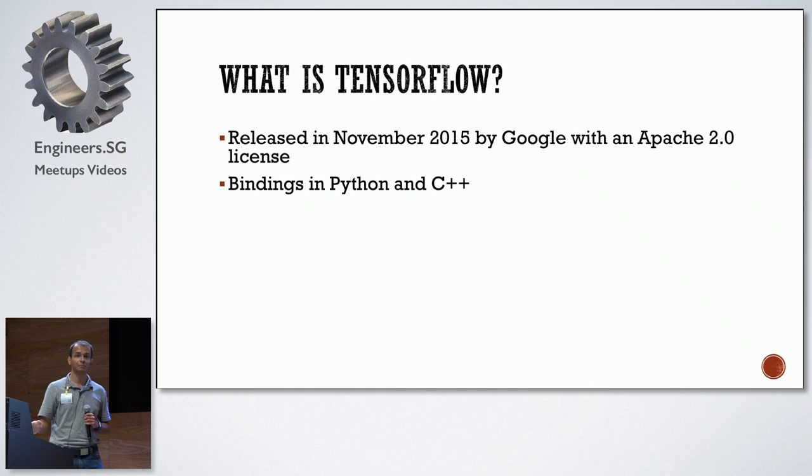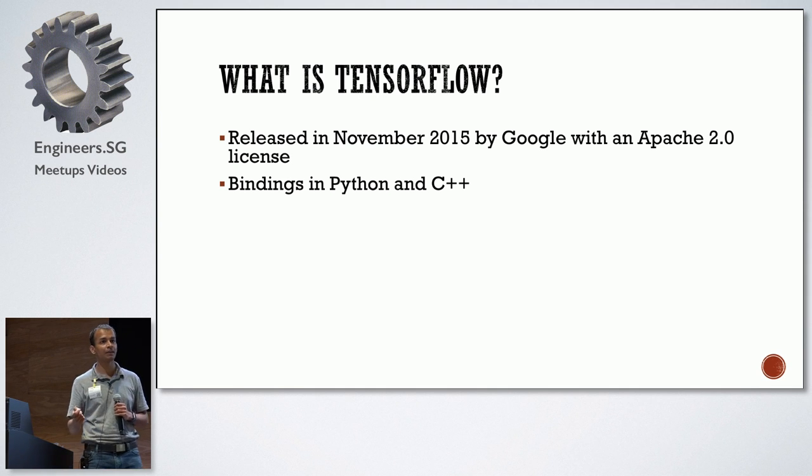Natively, everything is written in C++ with bindings in Python. But with the latest release, they have some experimental Go and Java APIs. That could be very useful in case people do not want to switch from Java to Python. But everything else is written in Python. So the Go and Java APIs are still experimental, and we might have to wait for the actual release.